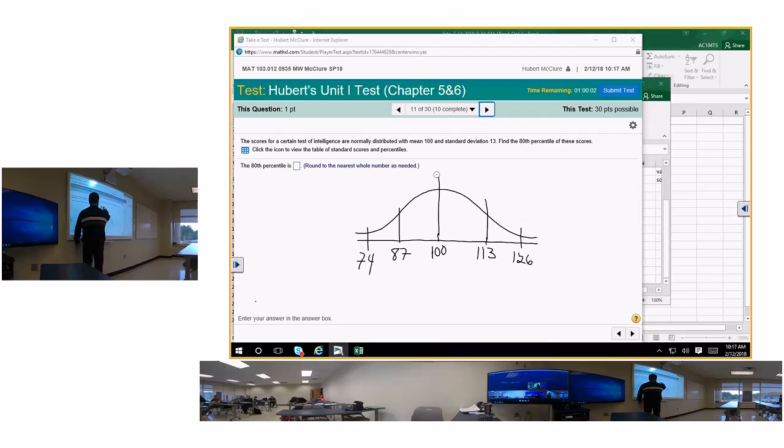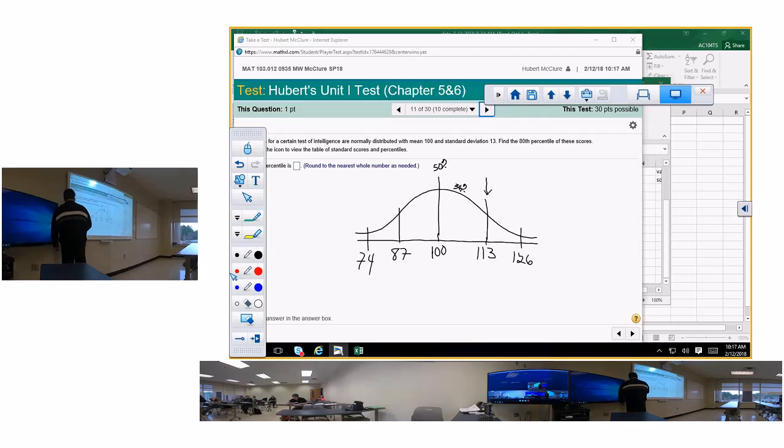Right here, that's 50%. Now remember your empirical rule. If that's 50% and this is 34%, then what does this represent right here? What's 50 plus 34? 84. So I'm going to take my red marker. If that's 84 right here, I'm going to back up.